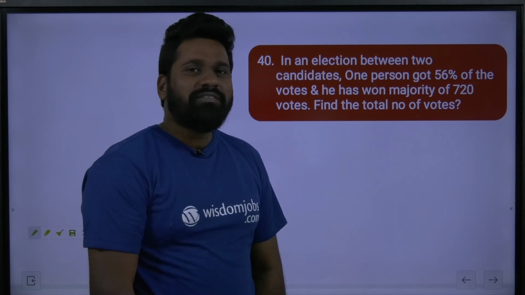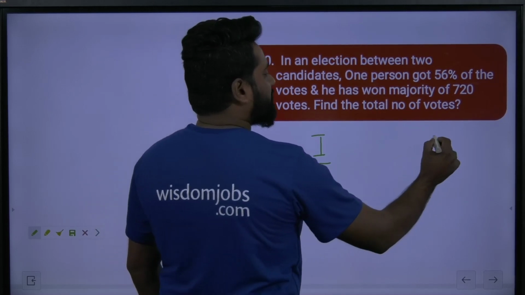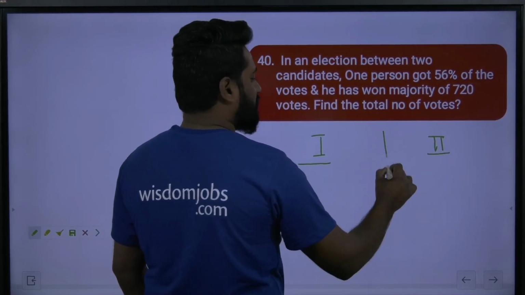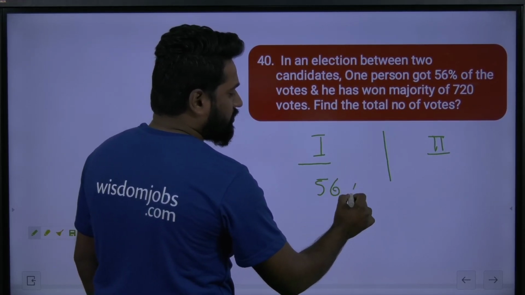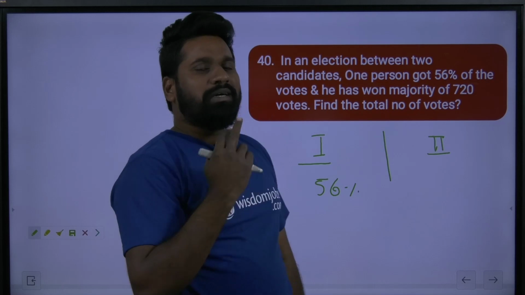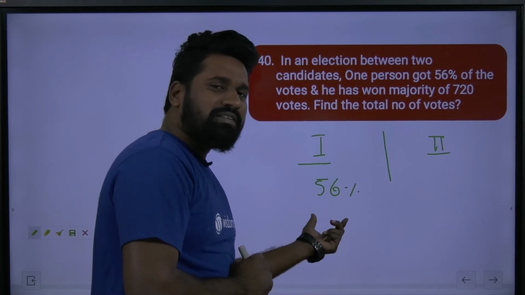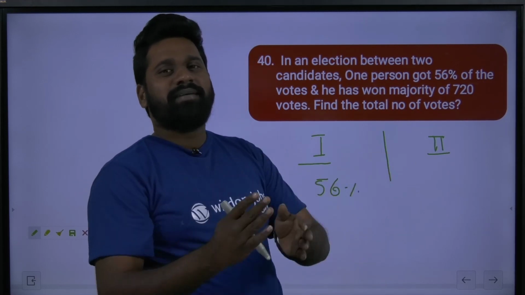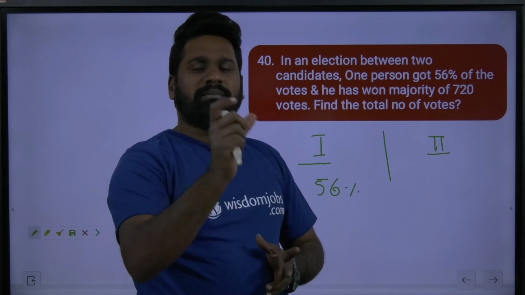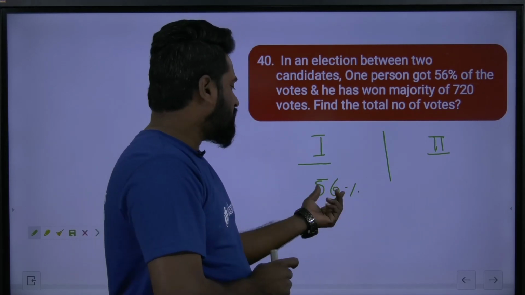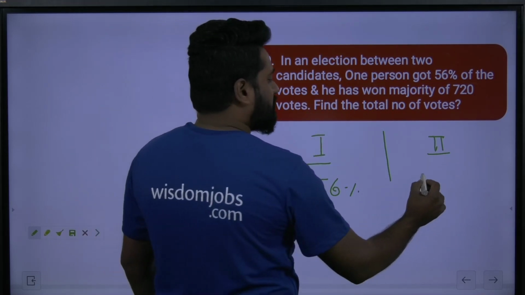So first person got 56% of the votes. Just you can write, this is the first person and this is the second person, right? So first person got 56% of the votes. So here only two persons are participating in the election, which indicates that first person got 56% means automatically second person got the remaining percentage of the votes. So if you take the total number of votes as 100%, so this is 56 means remaining 100 minus 56, that is 44%.